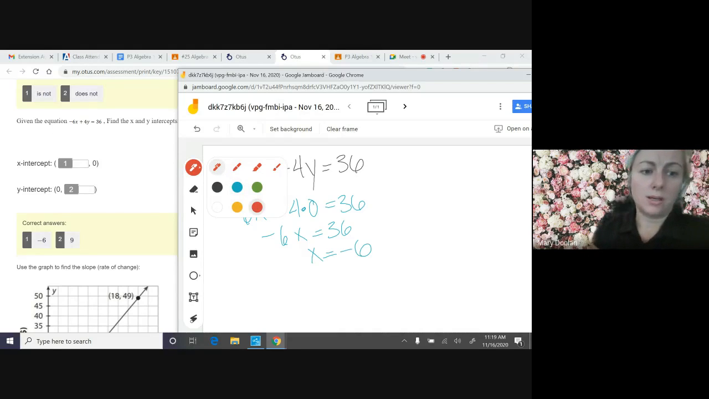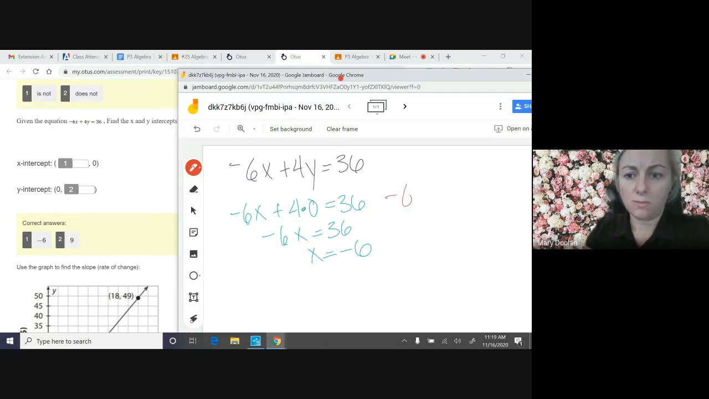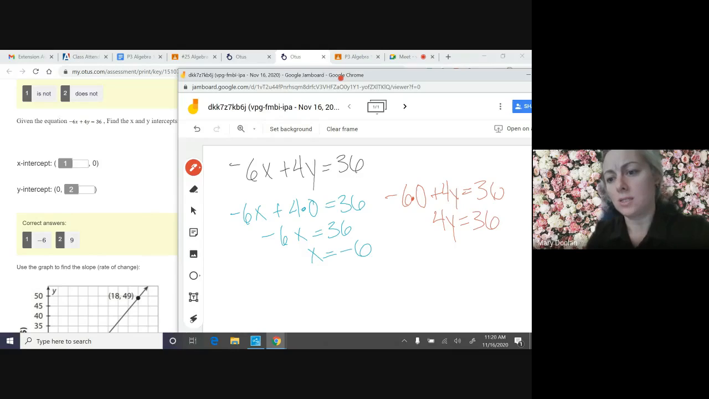For the y-intercept, we're going to start by replacing x with 0. Okay, plus 4y equals 36. Again, anytime you multiply by 0, that term drops out, so we just get 4y equals 36, or y is equal to 9. And that's where the 9 came from on part 2. Okay, so those are the values that would go in those blanks.